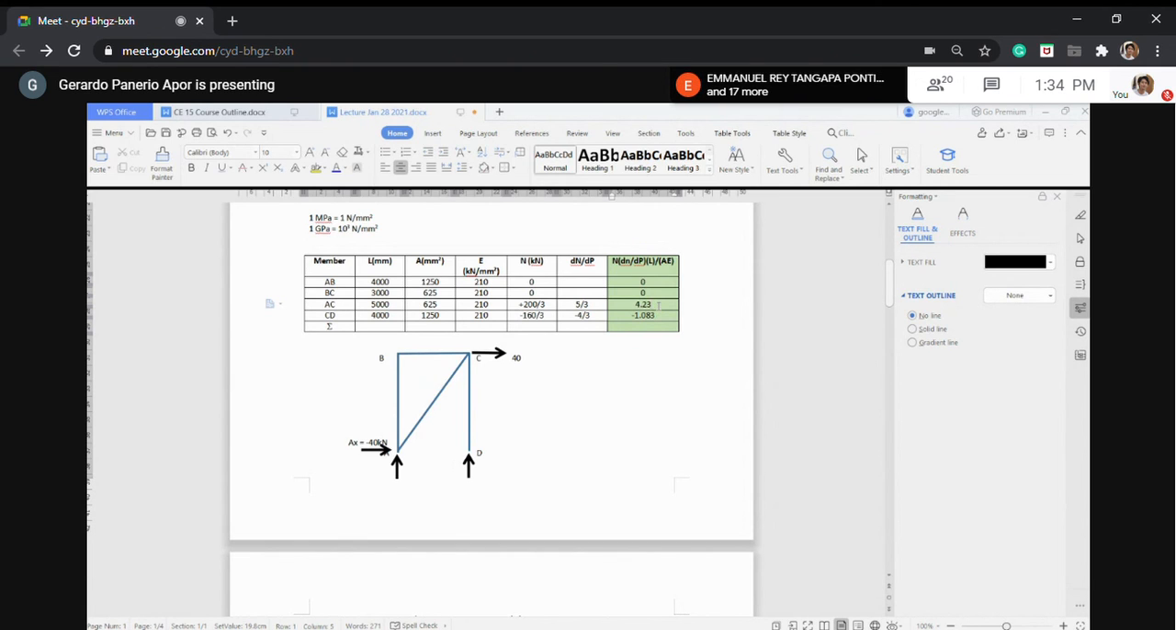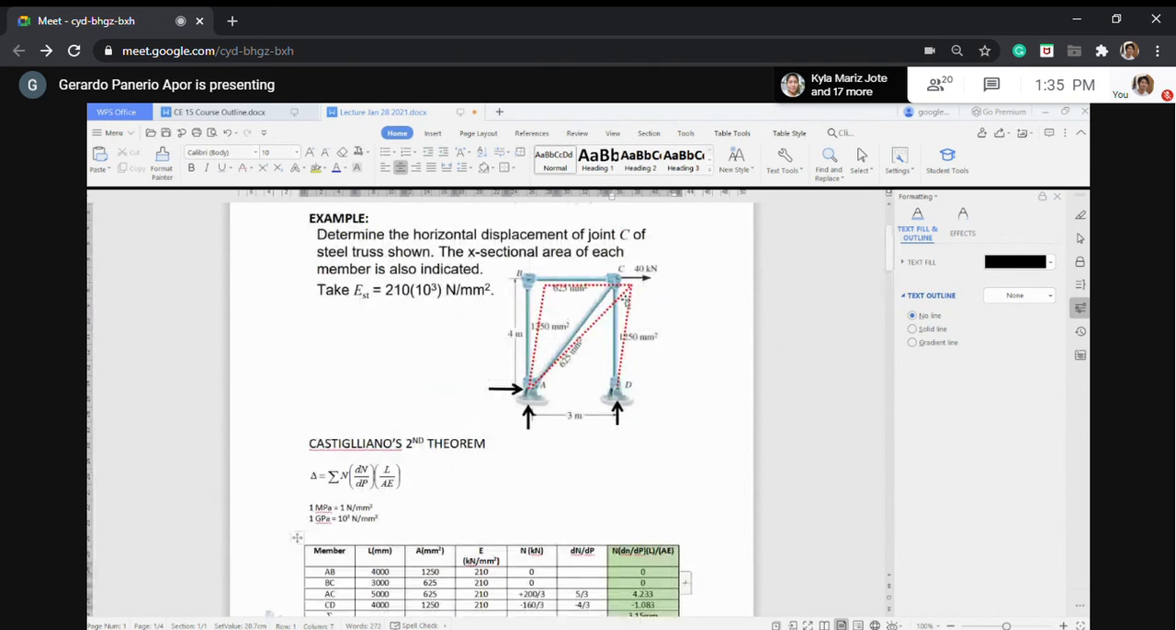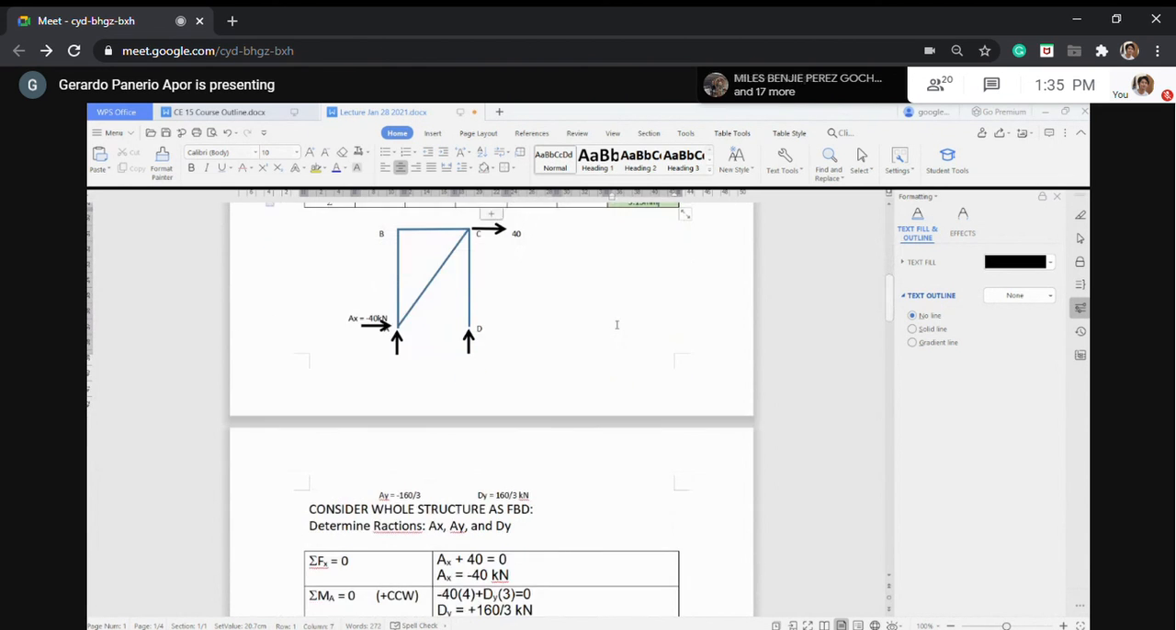4.233 mm. Then minus 1.083. 4.233 minus 1.083, we have 3.15 mm. The sum will be 3.15 mm. So that is the deflection here, from C to that. That's equal to 3.15 mm.